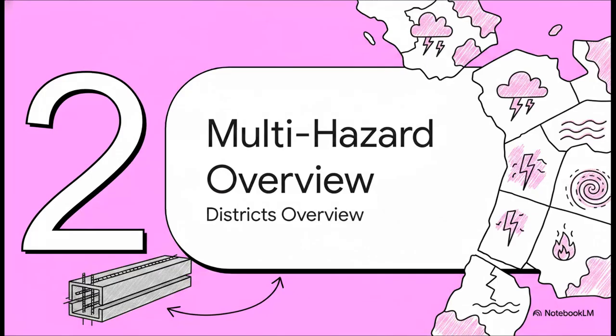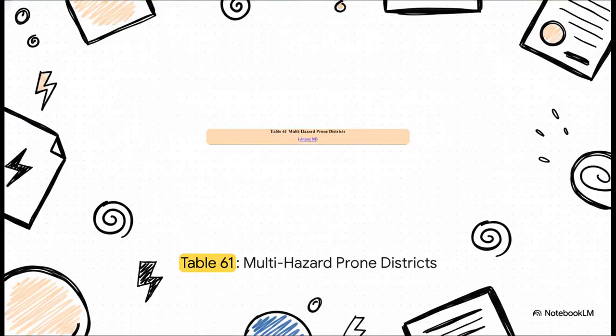Moving right along to Section 2, Multi-hazard-prone districts overview. So, this is Annex M, Table 6.1. This is essentially your definitive go-to guide for understanding which regions face overlapping geographical threats, whether that's seismic activity, high winds, or other regional hazards. When your build is located in one of these districts, your structural parameters, like that compression steel we just talked about, must strictly adhere to the hazard codes.